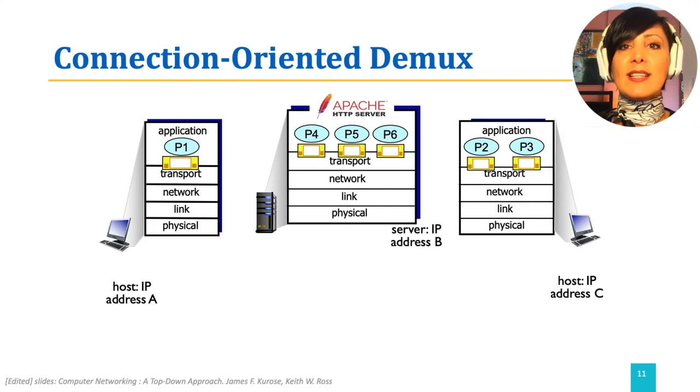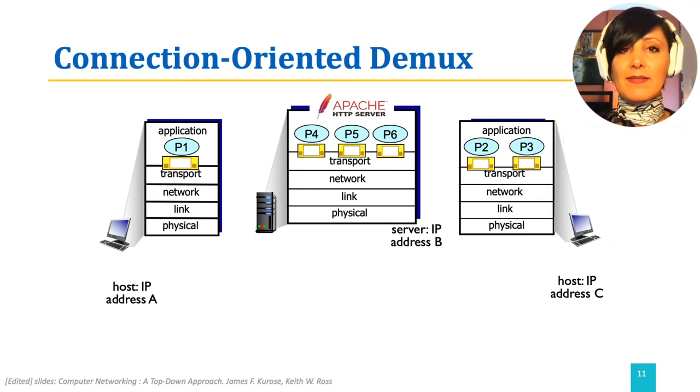Each TCP socket is identified by a 4-tuple, and changing each of these values identifies a different socket. Therefore, unlike UDP, segments with the same destination port may not end up in the same socket.